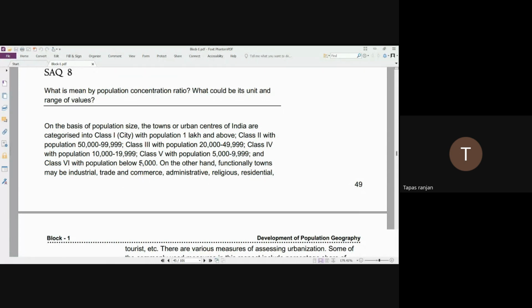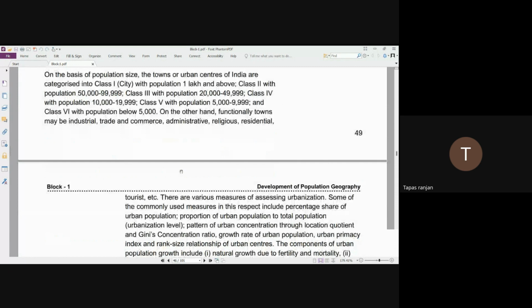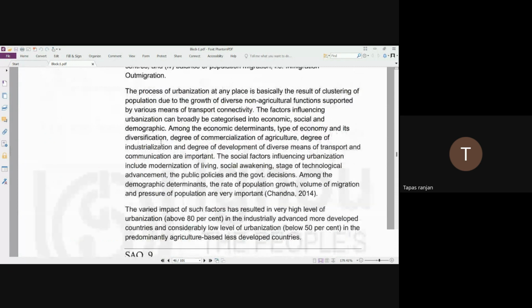Okay, so any region which is having a municipality board or notified area, or just like what I have said, any cantonment, those can be considered as cities or urban places. So only those areas do have class 6 towns or class 6 cities.